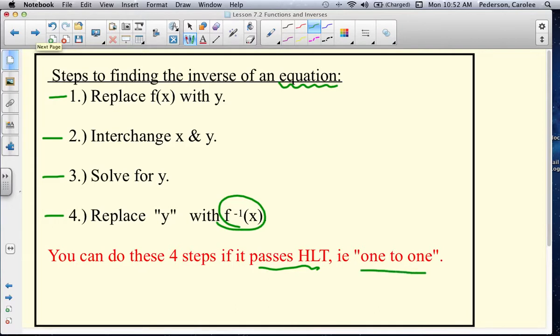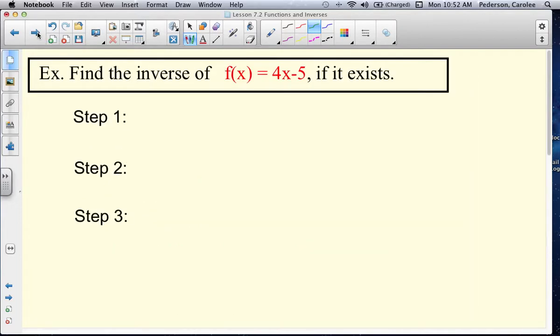So if you have not finished writing up these 4 steps, just go ahead and push pause. If you have, we're going to go ahead and move on to our example. Here's our example. We want to find the inverse of this function. So let's just take a moment and graph the function first.